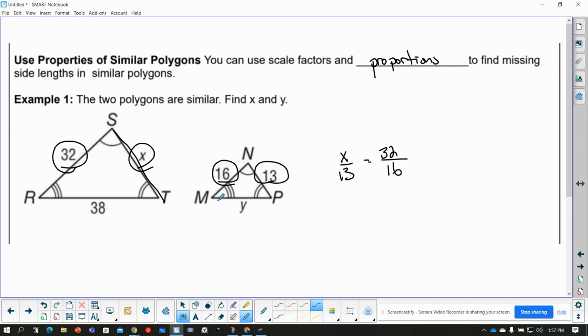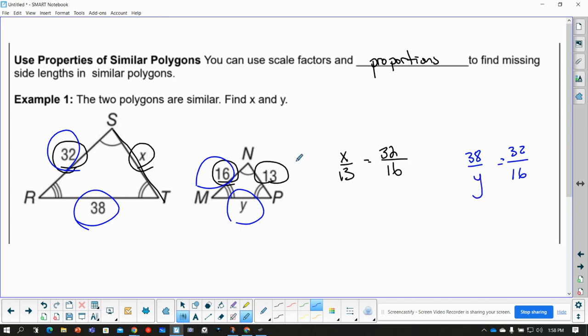Now let's go with the other one, the Y. I already figured out the 32 to the 16 matches up. I like to set up all the problems I need to work out and then work them all out. So the 32 with the 16, and then the 38 with the Y.